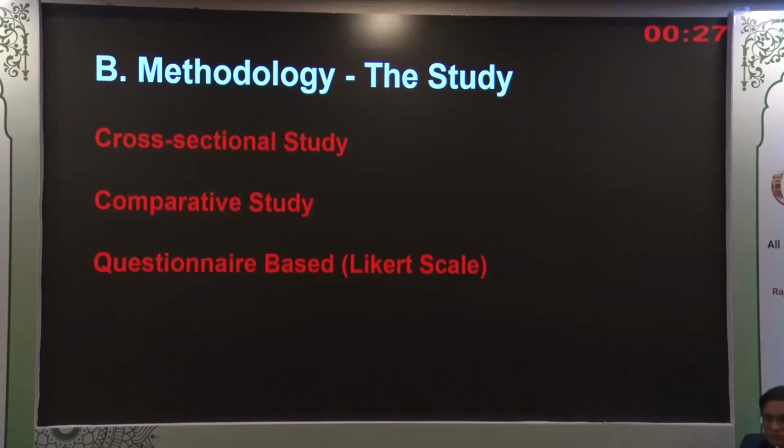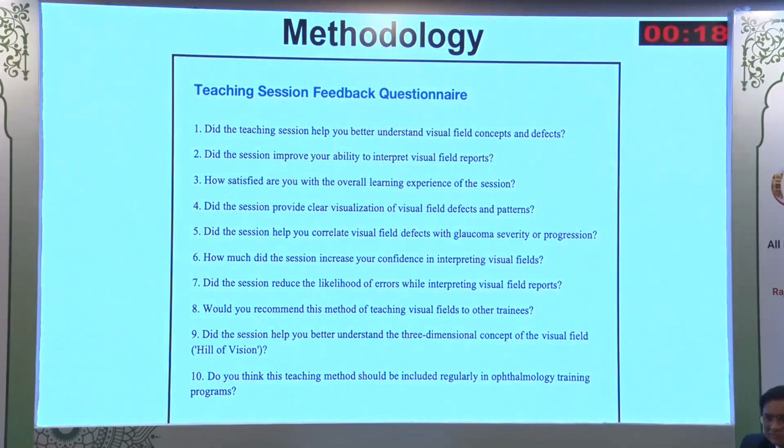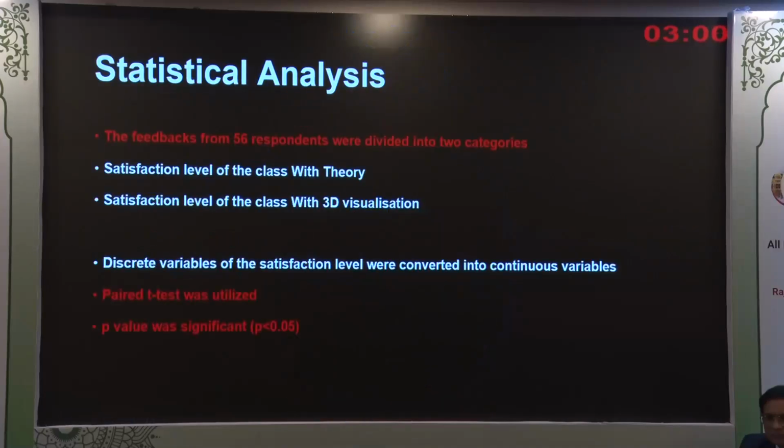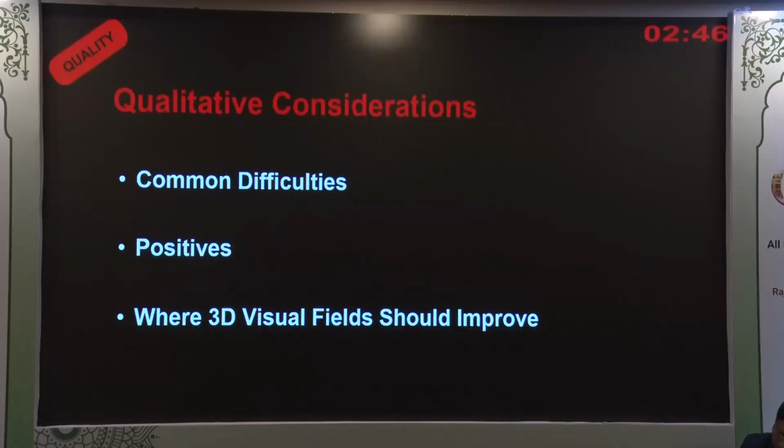It's a questionnaire-based scale on the Likert scale. There were 2 groups, one for theory, another with 3-dimensional visual field model training, with a 10-session feedback questionnaire, created after a focus group discussion, with the interpretation and understanding component being 38% of the questionnaire, recognition of the visual field effect, usefulness of the teaching method, and innovative representation. The 2 groups were compared with paired t-test and p-value evaluation. Quantitative analytic parameters like confidence levels in interpretation, diagnostic accuracy, understanding the pattern, and qualitative considerations like common difficulties, positives, and scope for improvement were taken into account.